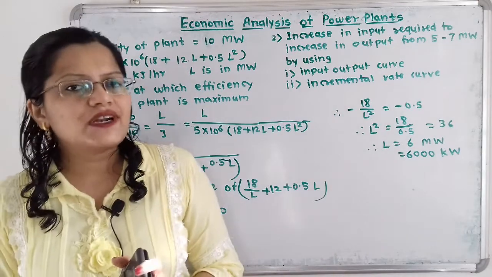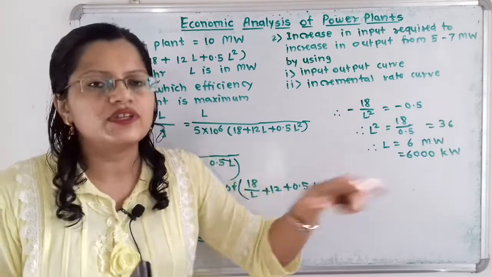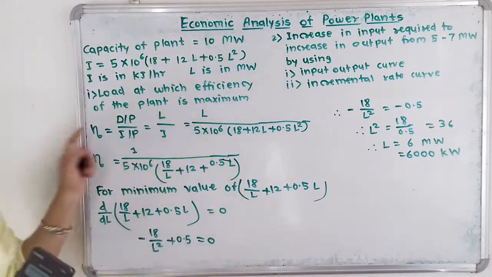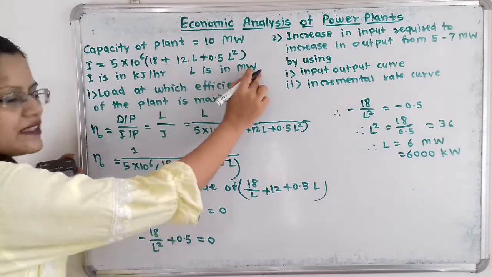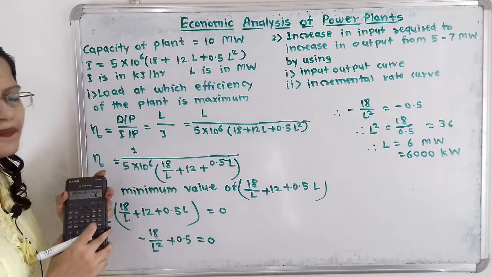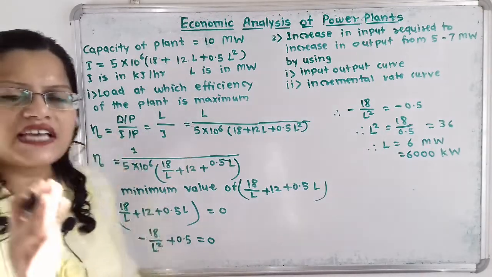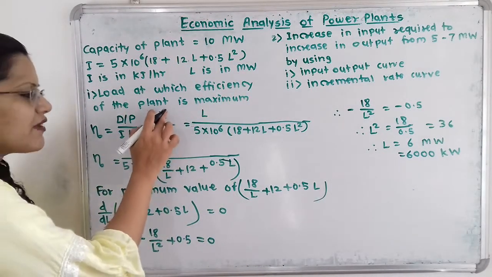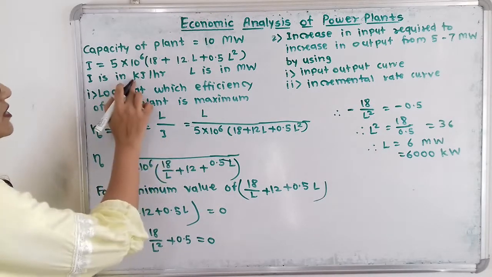We have to calculate the efficiency at this load. At L is equal to 6 megawatt load, efficiency will be maximum. And now how to find out the value for this maximum efficiency? Now if we observe, for this load L the value is given in megawatt, and for this I it is in kilojoule per hour. So to calculate efficiency, we have to maintain the unit, because efficiency has no unit. So we have to take the numerator and denominator, that is the value of L and I, in the same unit. So here I is in kilojoule per hour.